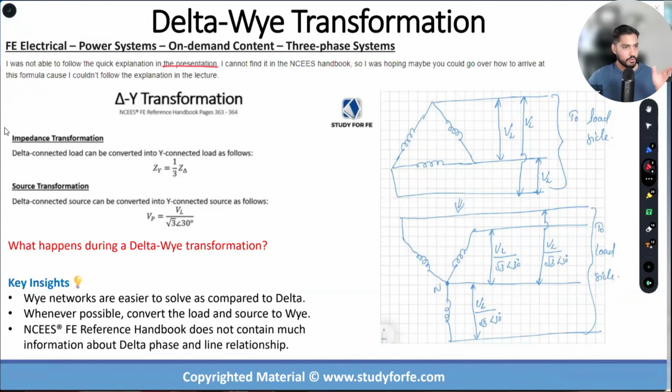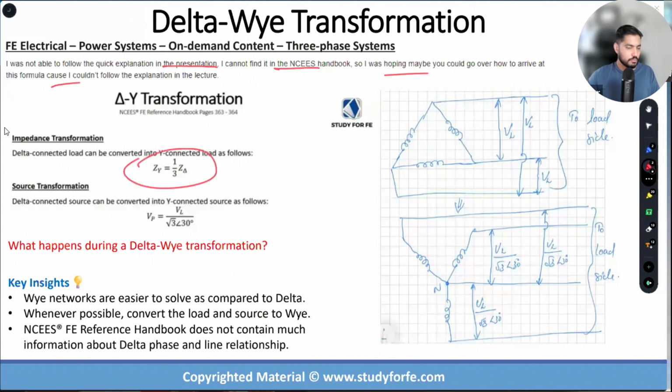In the on-demand, I agree. I sort of skimmed through it, presented the formula, but in the live training, it was very, very detailed. If I'm not mistaken, I think I derived it as well. I cannot find it in the NCS handbook. So it's not directly given, it's indirectly given. So I was hoping maybe you could go over how to arrive at this formula, because I don't know the explanation in the lecture.